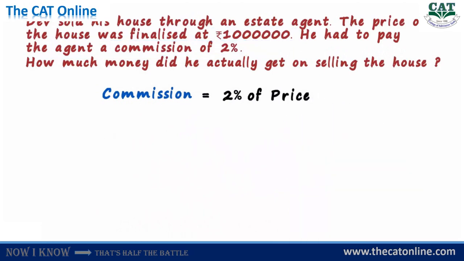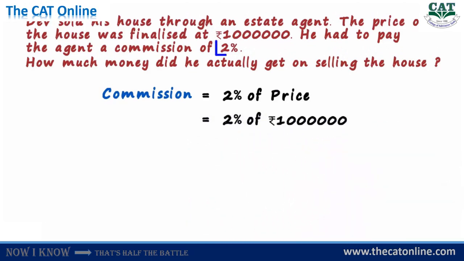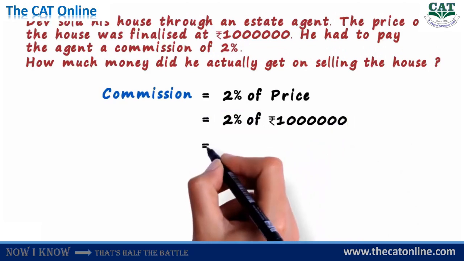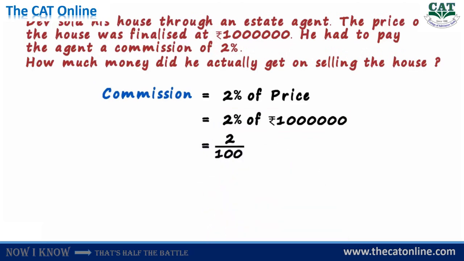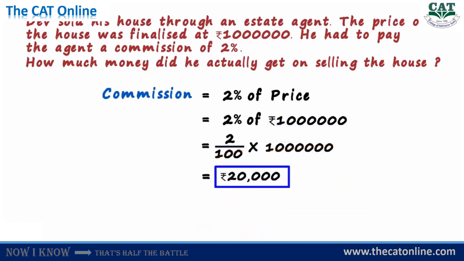So let us calculate the commission that is given to the agent first. It is 2% of 1 million rupees, that is 2% of 1 million or 10 lakhs. 2% is 2 over 100. Of is multiplication and it's multiplied by the amount. 100 multiplied by 10,000 is 1 million rupees. And 2 times 10,000 equals 20,000 rupees. This is the commission that the agent will keep for his services.